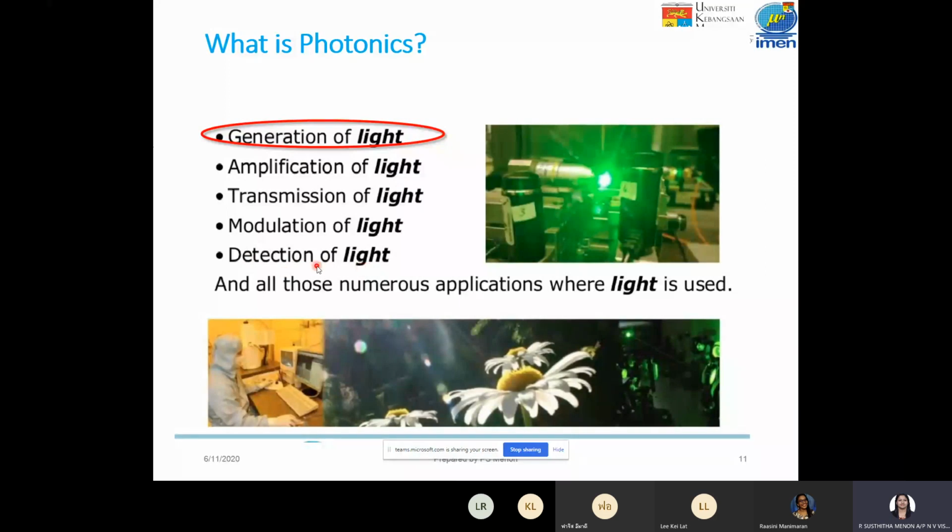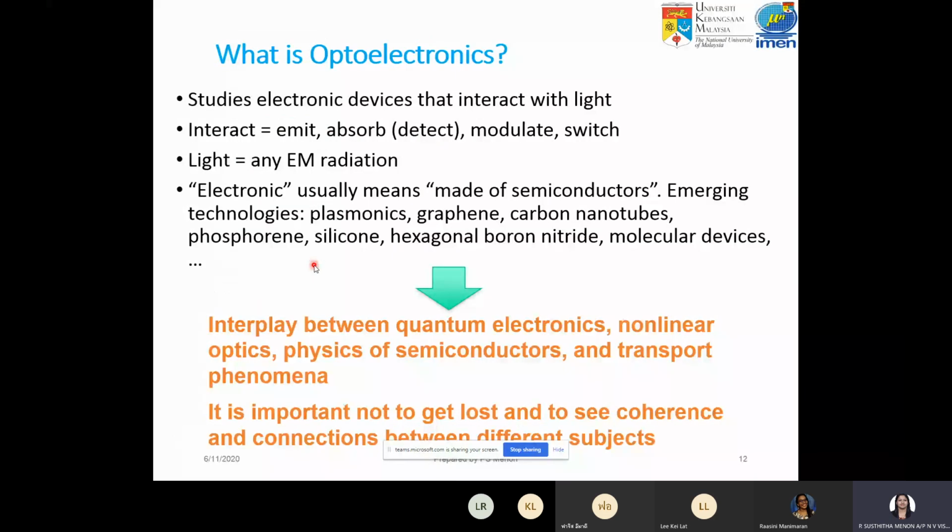And what is optoelectronics? In optoelectronics, you study electronic devices that interact with light. Interact means emitting, absorbing, modulating, or switching it. And light is any electromagnetic radiation. Electronic usually means made of semiconductors. And emerging technologies currently are plasmonics, graphene, carbon nanotubes, phosphorene, silicene (this is a typo), hexagonal boron nitride, and also molecular devices.